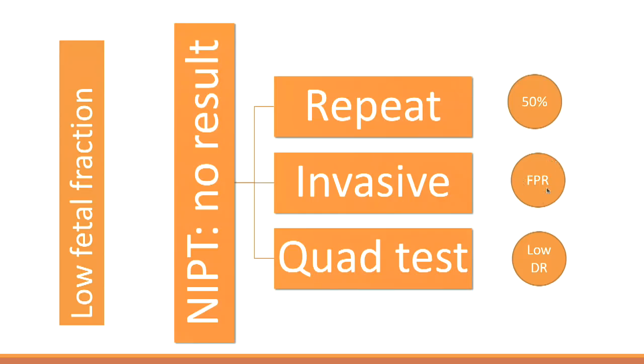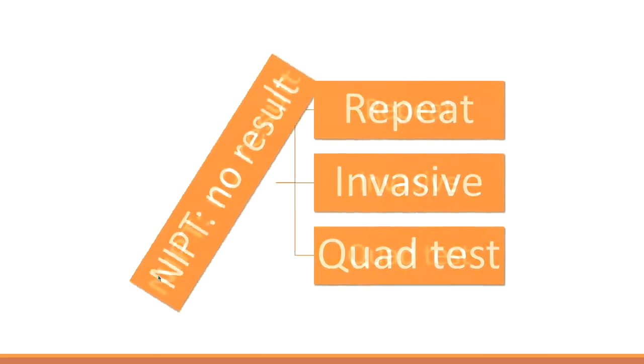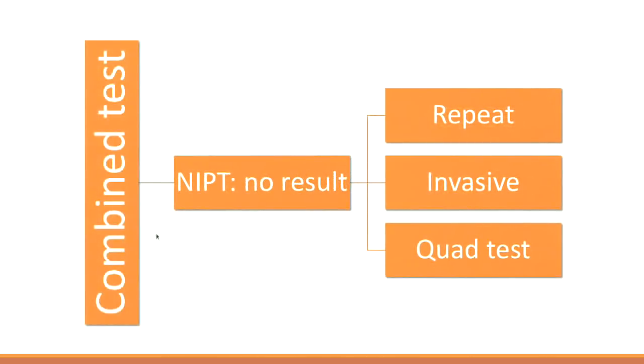If you start doing amniocentesis for them, your false positive rates would be much higher than the 0.1% that is being purported. And finally, if you decide to do a quadruple test because you cannot do an NIPT, you have a low detection rate as compared to the first trimester combined test. So, the best method to use NIPT would be to do a combined test and then decide whether you want to do an NIPT or not based on your combined test.